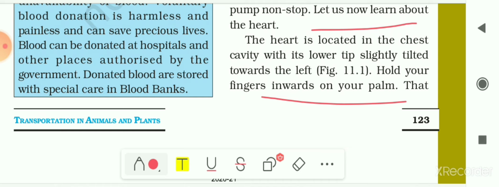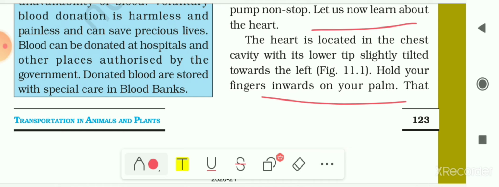This is the location of your heart: it is located in the chest cavity. Cavity means space in the chest. In that space, the heart is located, and its lower tip, or lower corner, is slightly tilted, that means slightly bent towards the left side. That's why we say that our heart is on the left side, because its lower end is slightly tilted towards the left.